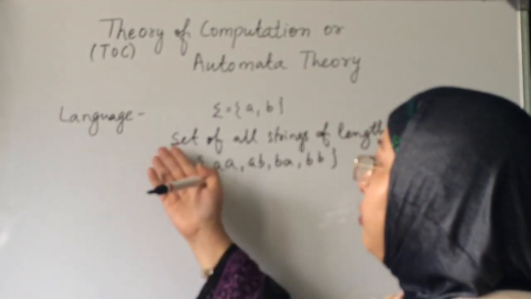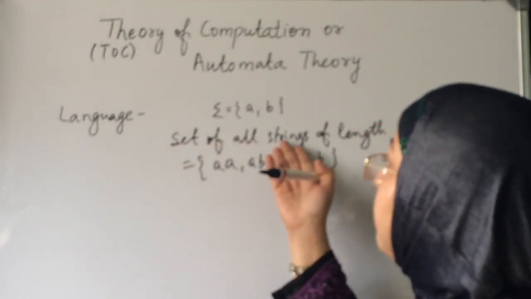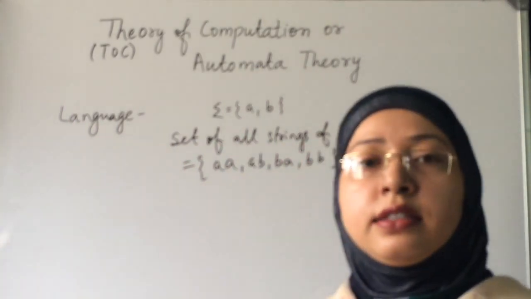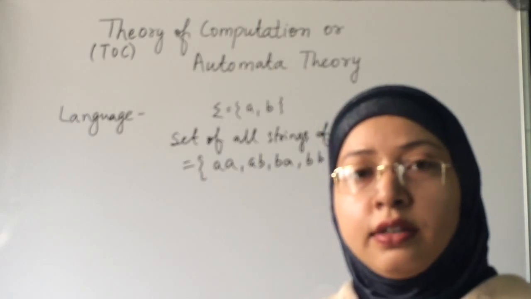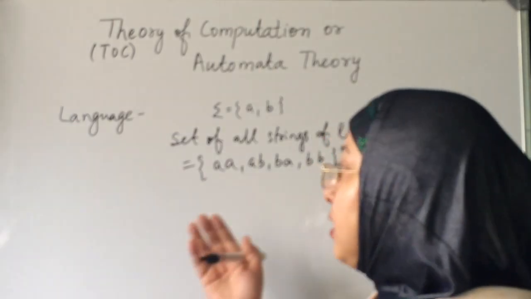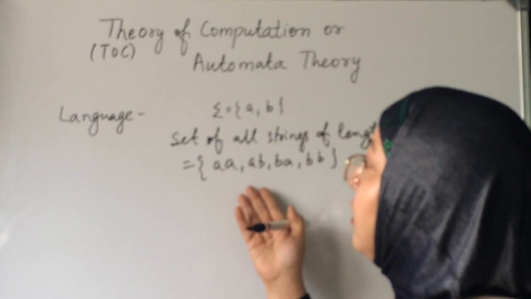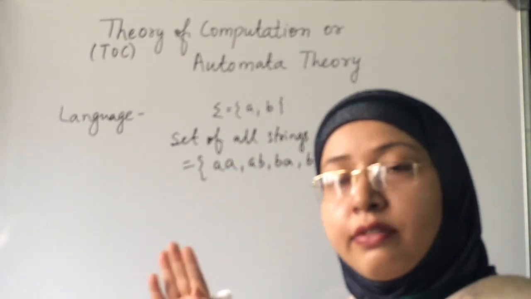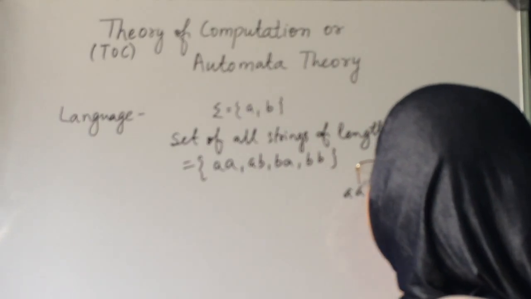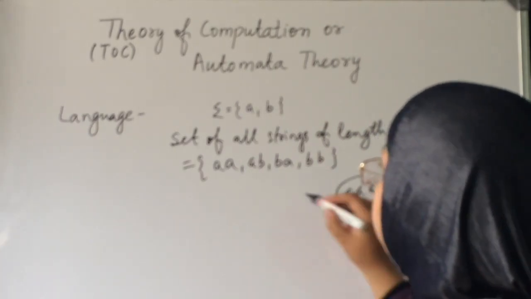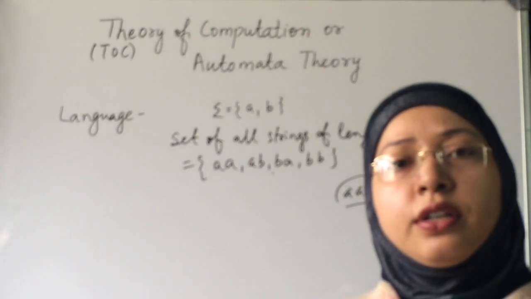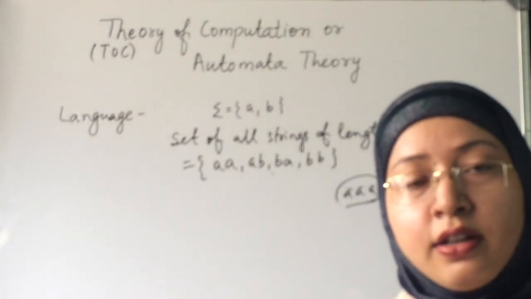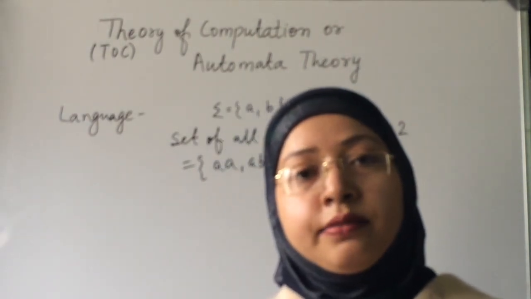When your problem is given in this form, set of all strings of length 2, then you have to write it like this. This is known as your language. It will tell you that these are the strings possible in your language. Anything other than this is not in your language. If I say A, is this string present in this language? No.